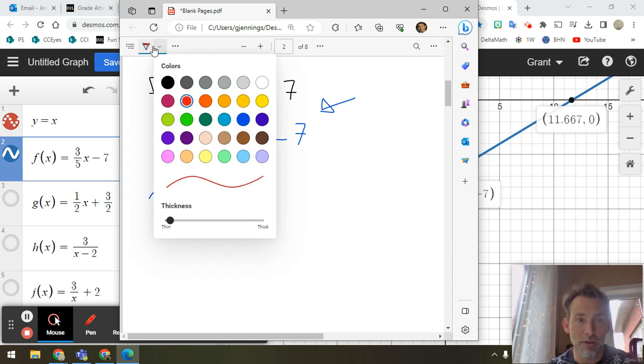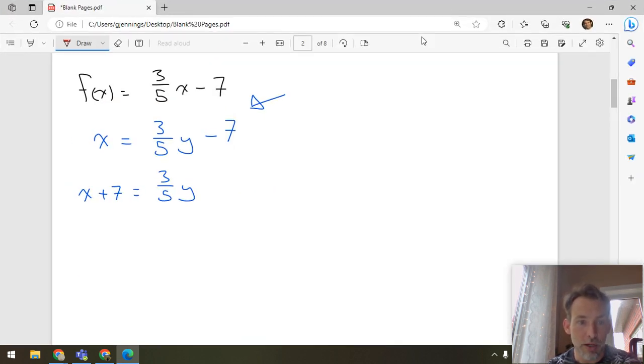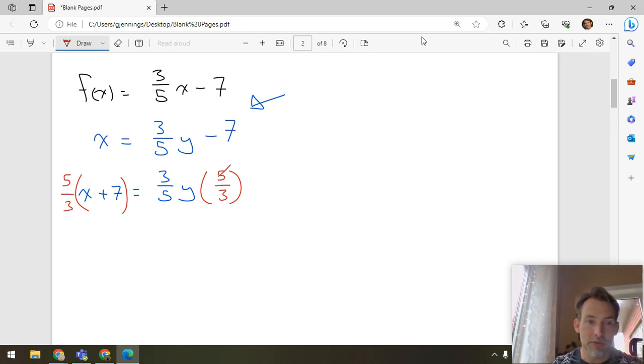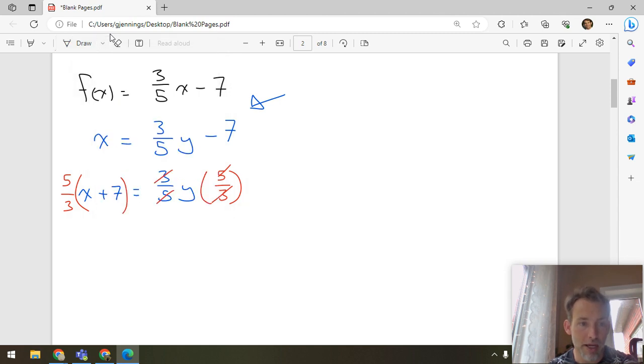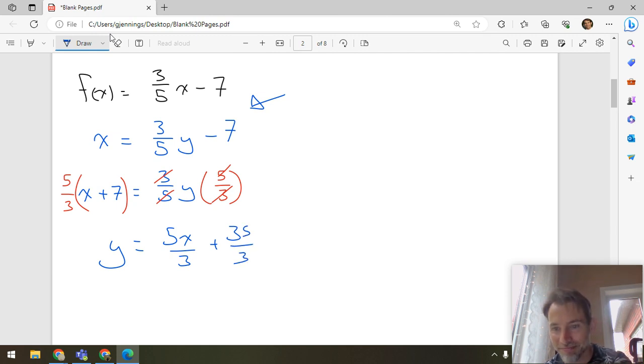And now let's get out an inverse operations pen. And we're going to multiply both sides by 5 over 3. Notice I multiplied the whole side of both equations by 5 over 3. All right, so now this 5 cancels that 5. That 3 cancels that 3. That's why I did that. And then carrying on, we have y. y is equal to 5x over 3 plus 35 over 3. That's your 11 and 2/3, 35 over 3. Okay, that's distributing this one in.